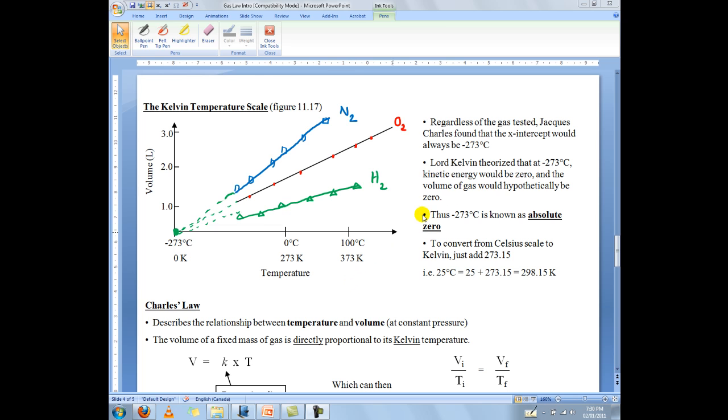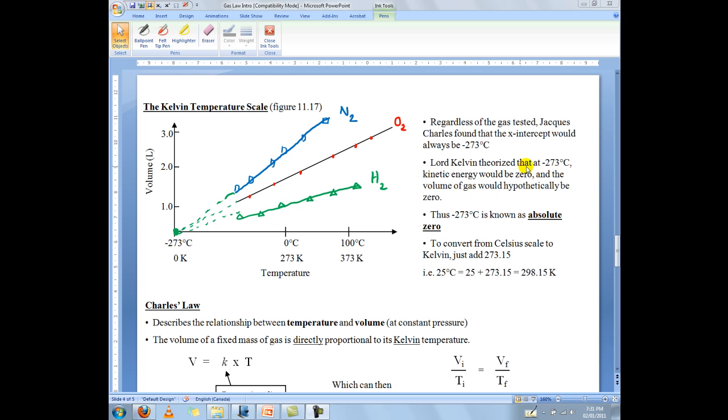A few years later, an individual named Lord Kelvin comes along, looks at Charles' data, and realizes how important this number is, minus 273 degrees Celsius. You see, as the volume decreases, it gets to zero. Once it reaches zero, it can't go any further. You can't have negative volume. That doesn't make any sense. So the smallest volume of gas you could possibly have is zero. And at this point, that's the temperature, minus 273 degrees Celsius. You cannot get any colder than that. Any colder than that, and you'd be in the negative volumes, which doesn't exist.